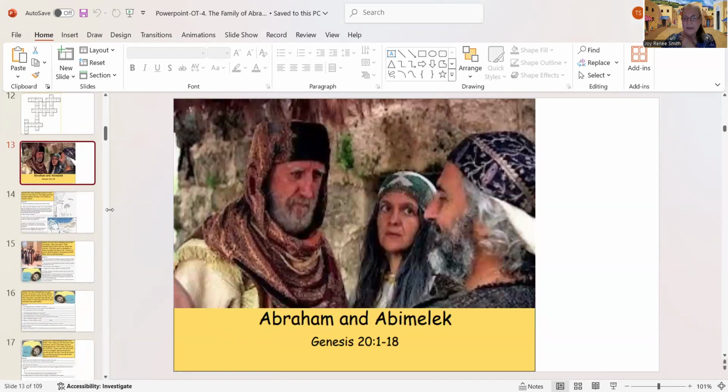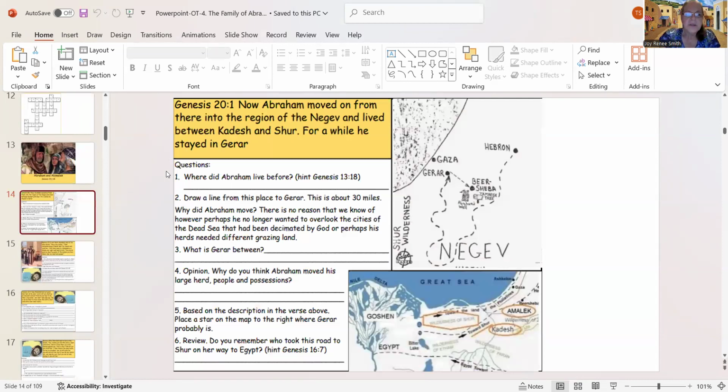Abraham and Abimelek, Genesis 20, 1 through 18. Genesis 21. Now Abraham moved on from there into the region of Negev and lived between Kadesh and Shur. For a while he stayed in Gerar. So you see the map here where he's come down from Hebron and to the edge of the Negev desert. He had been there before, if you recall. Then he comes up to Gerar, and after a while he stays in Gerar. So he's moving around a bit.